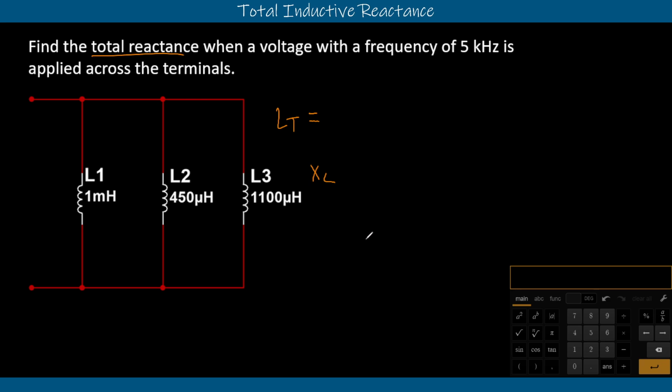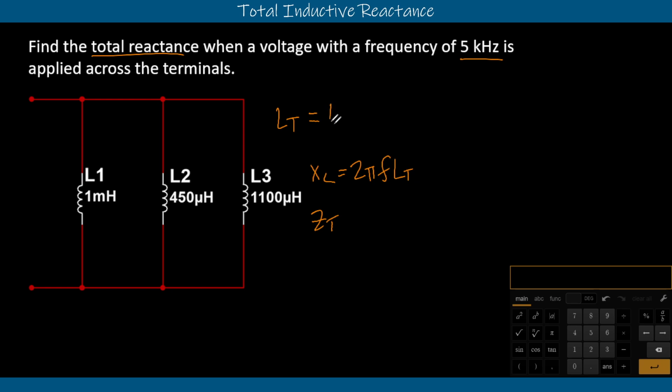Total reactance in this case, since they're all inductors, it's going to be the XL value. But later when you have inductors, resistors, capacitors all together, you're going to be using ZT, the total reactance. So our XL value here is 2 pi FL. They gave us the frequency here, and so we need to find the total inductance to plug into that equation. So we're going to start there.